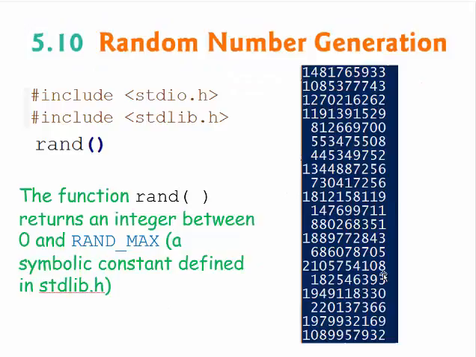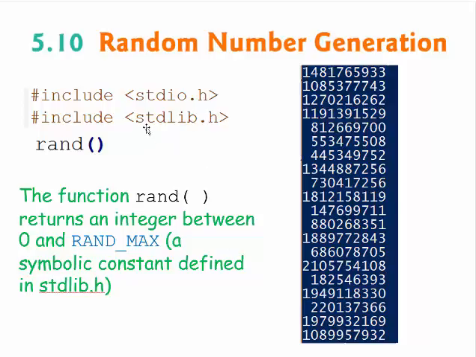Next section we're going to talk about is random number generation. There are many reasons to generate random numbers. I'm sure you can think of gambling; video games, for example, use random numbers quite a bit. So random number generation is accomplished by a function called rand. This is one of our built-in functions.